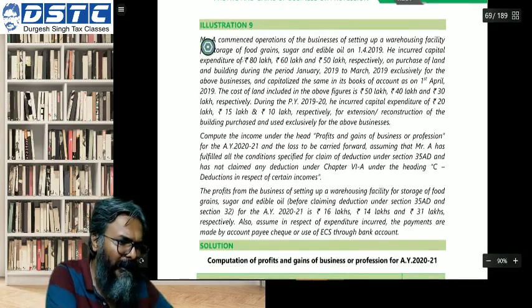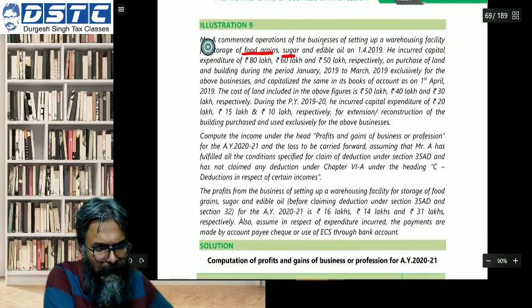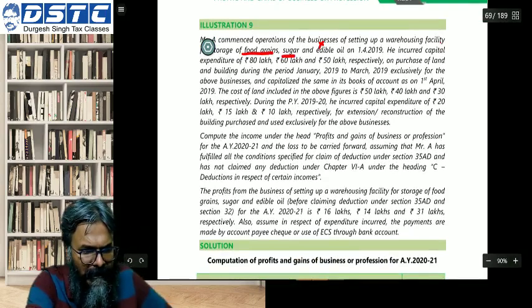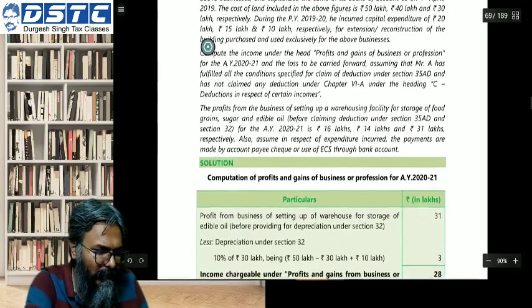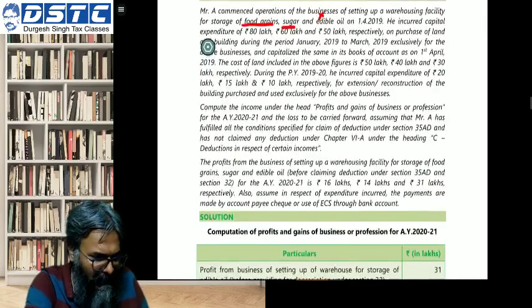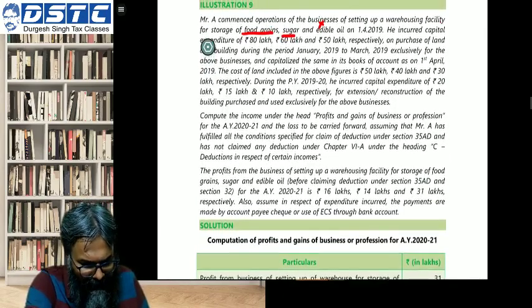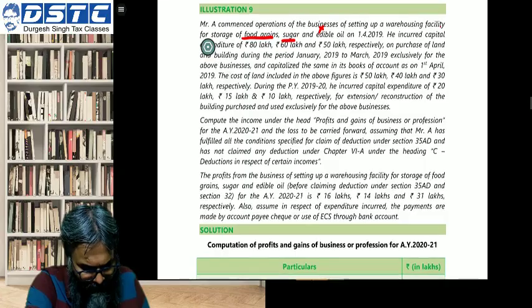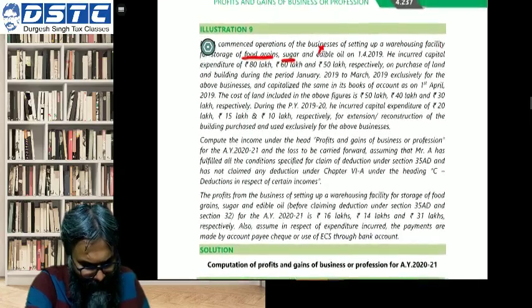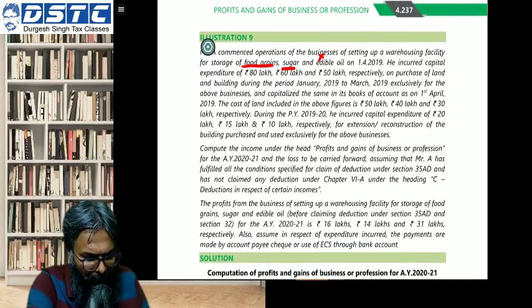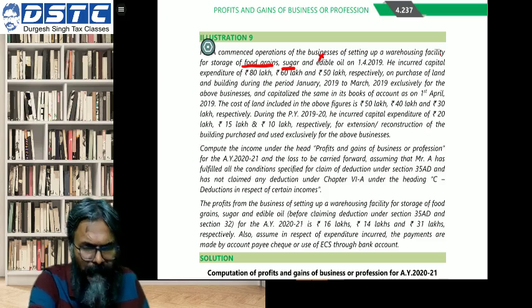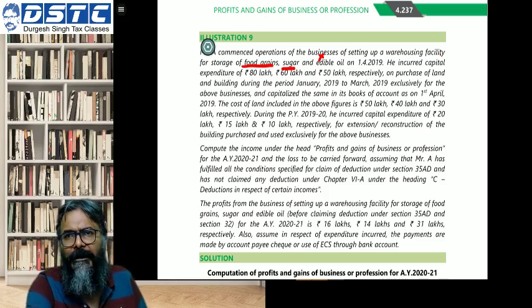Now food grain we can say, sugar also we can say, but edible oil, is it the eligible business? Storage of edible oil, students, will it be eligible business? And the answer is no. So 35 AD deduction, students, in that case will not be allowed in respect of the edible oil business. In respect of the edible oil business, 35 AD deduction will not be allowed for the capital expenditure incurred for the warehousing of the edible oil products.